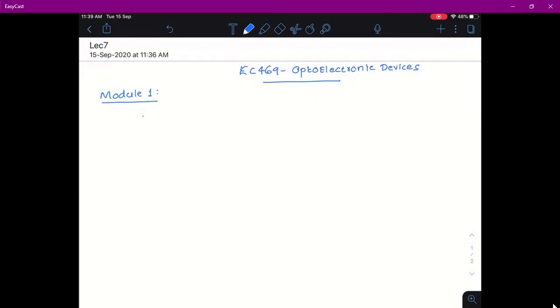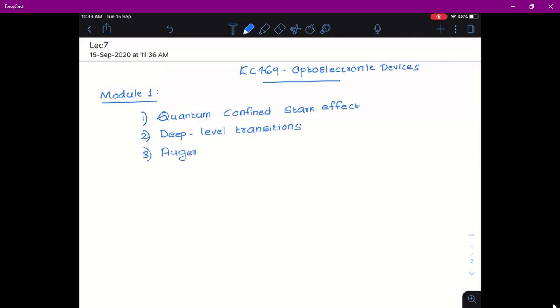So in this class, we are going to look at the first and important one, which is quantum confined Stark effect. Then we look at deep level transitions. And last, we will look at Auger recombination or Auger process.